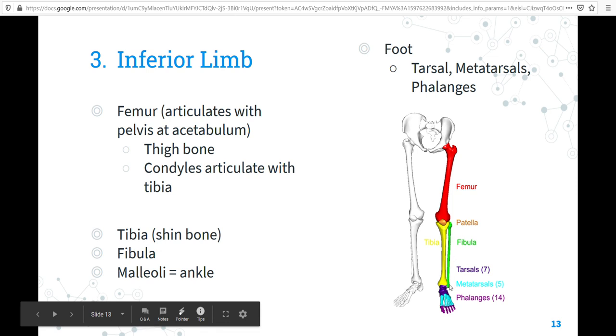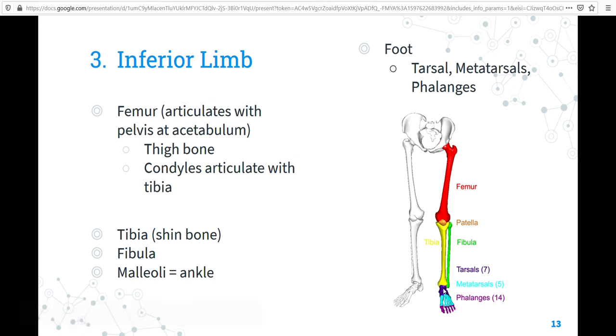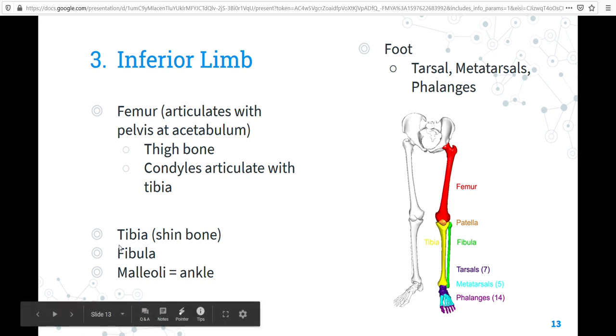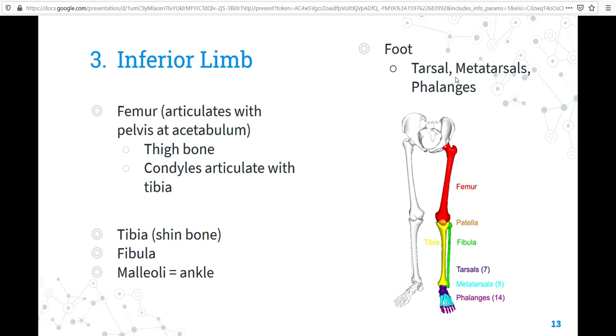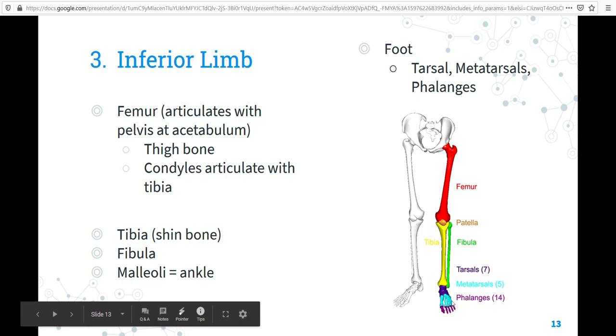And then both the tibia and fibula have bumps kind of at the bottom, and they attach to your foot, and they're called malleoli, and that's what makes your ankle. And then your foot is made up of 3 main bones as well, similar to your hand. So we have the tarsals, the metatarsals in the middle, and then we have phalanges, which are your toes.